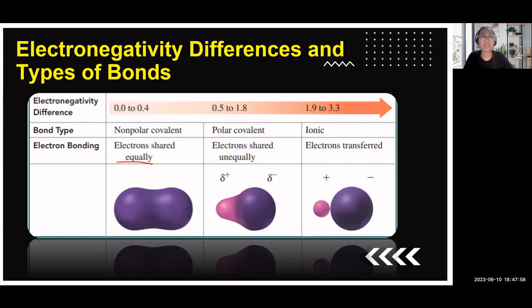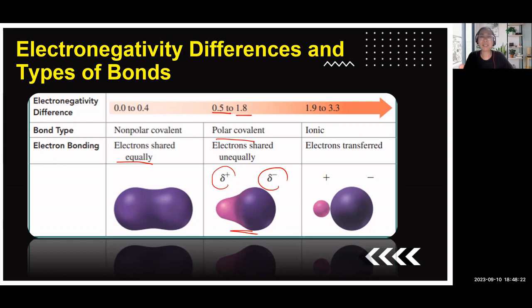On the other hand, if the electronegativity difference is between 0.5 to 1.8, then what we have there is a polar covalent bond. And the electrons shared here are very much unequal. So you can imagine your molecule would look like this, where one side could be positively charged and the other one is negatively charged.